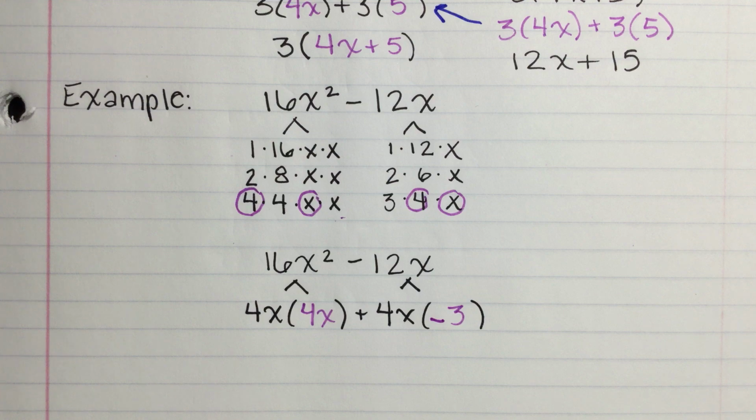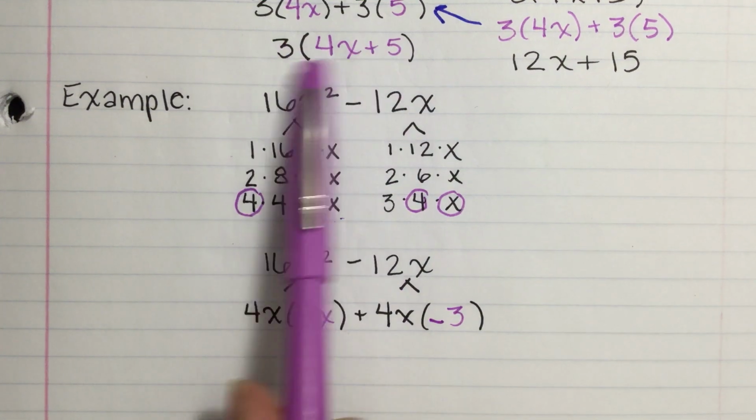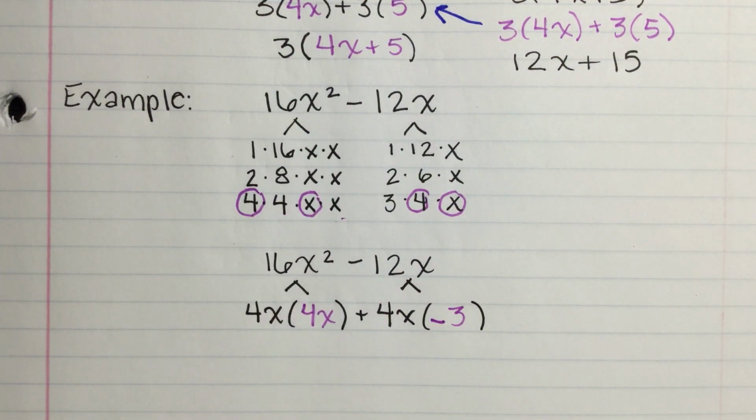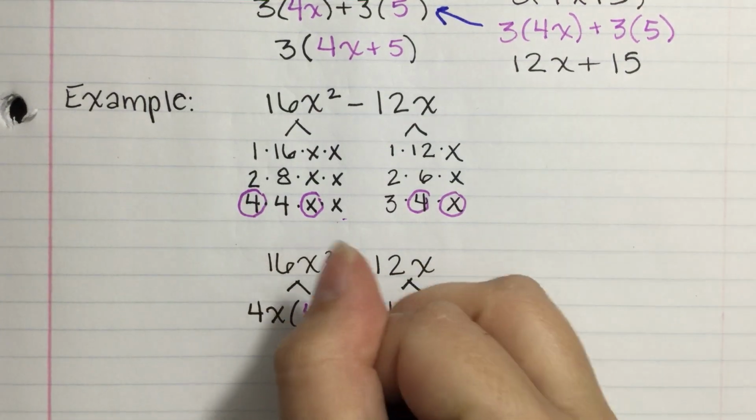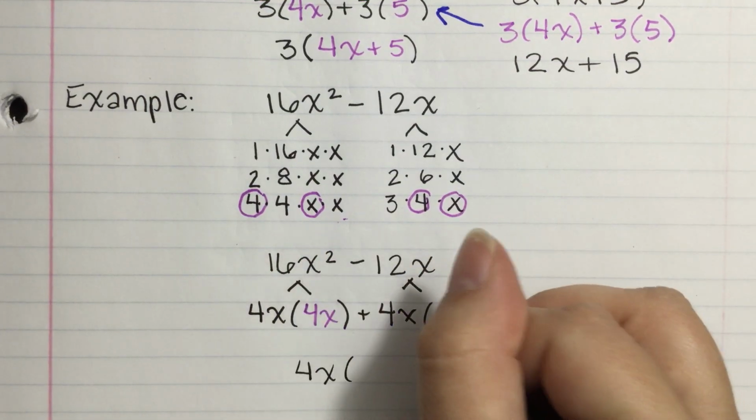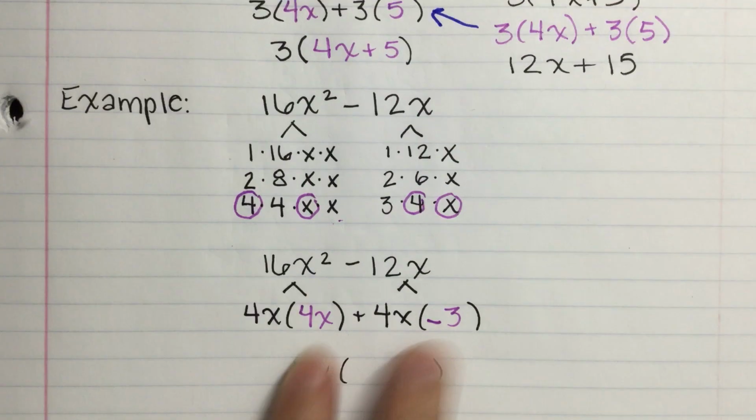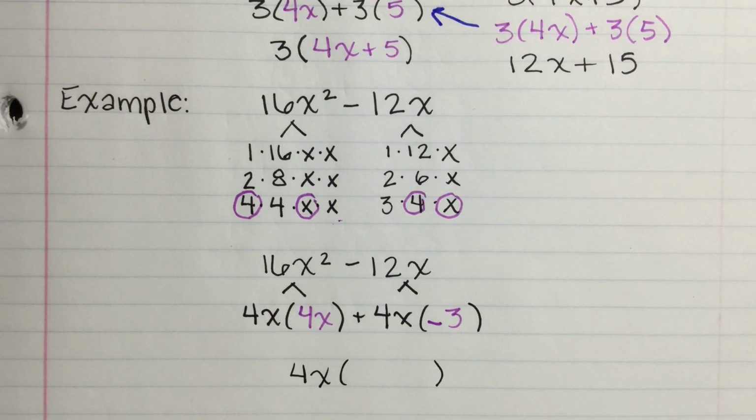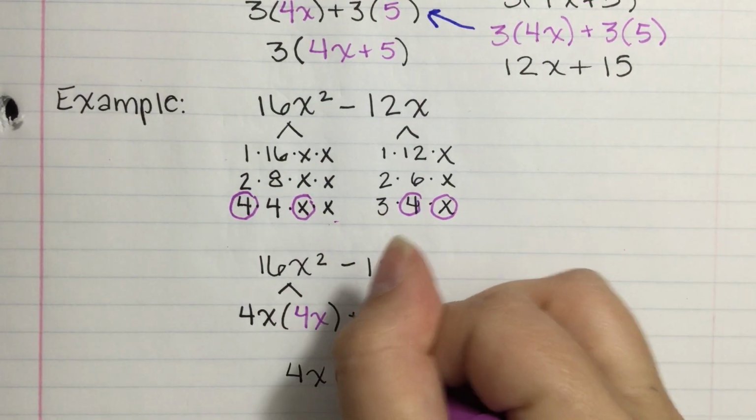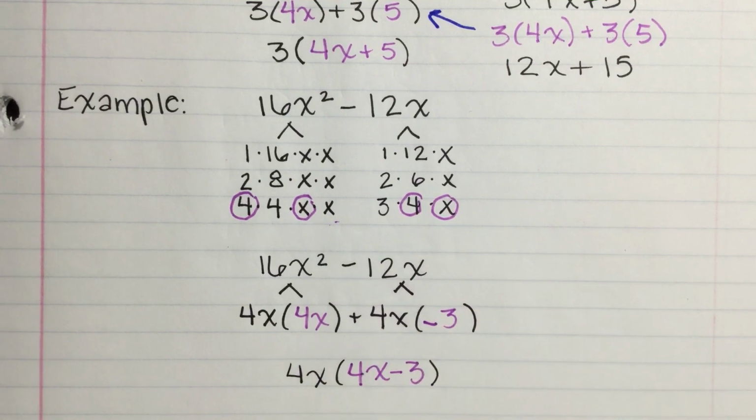So now I need to rewrite this just like I rewrote this one. My GCF is going to go on the outside. So I've got 4x on the outside. And on the inside, I'm going to take my expression, and in this case, it actually has that negative in there. So I'm going to have 4x minus 3.